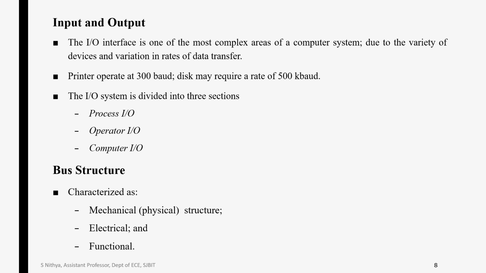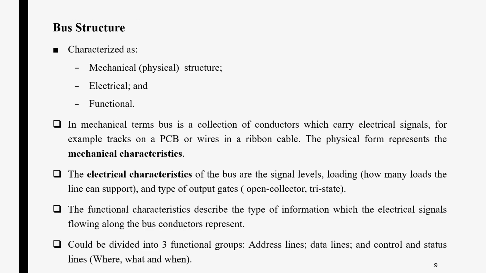These bus lines can be divided into three functional groups: the address line, the data line, and the control and status line. The address line provides the information on where the information is to be sent, the data line specifies what the information is, and the control and status line indicates when it is to be sent. So these are the things related to the bus structure.